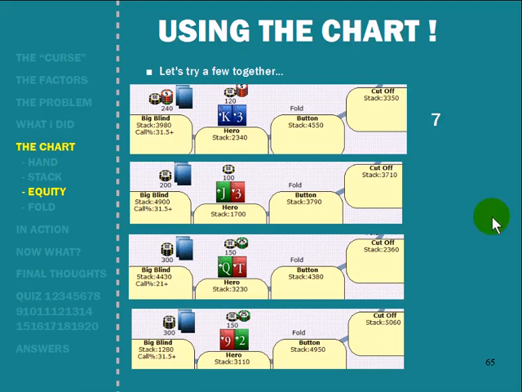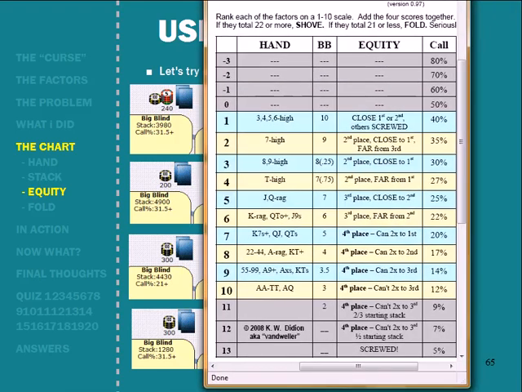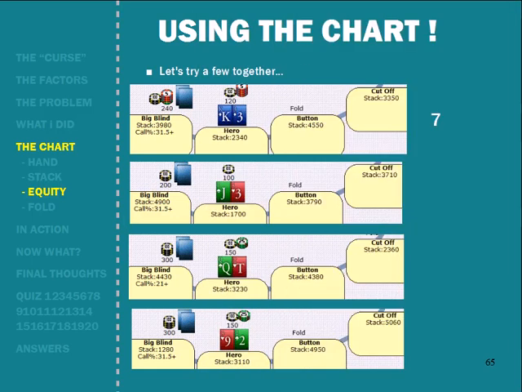Our next one is we are in 4th place, and if we doubled up, we'd have 3,400 chips, and we'd still be in 4th place. So if you look on the chart, find 4th place, and it says can't double into 3rd, and so our score would be a 10, and we'd have about 12% equity in the tournament. Let's see if that's right. Did that work? Hey, that worked.